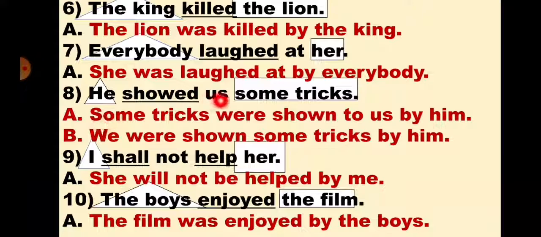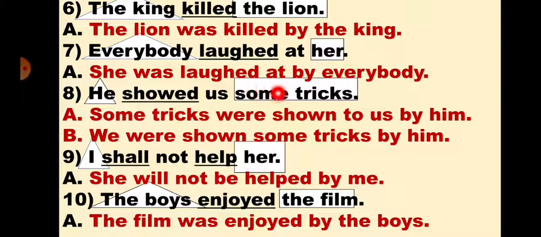Eight. He showed us some tricks. So here he showed what? Some tricks. He showed whom? Us. So here us also you can take as an object. Some tricks also you can take as an object. So here first one, some tricks. When it becomes a subject it will remain the same. Some tricks. Tricks is a plural so we'll use verb were.